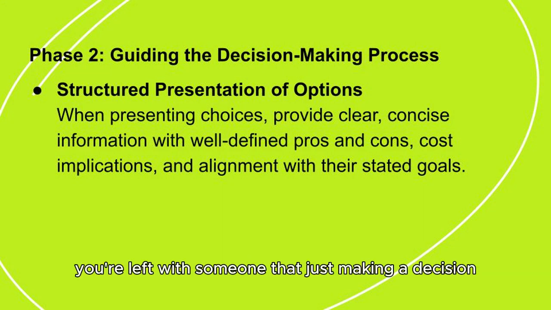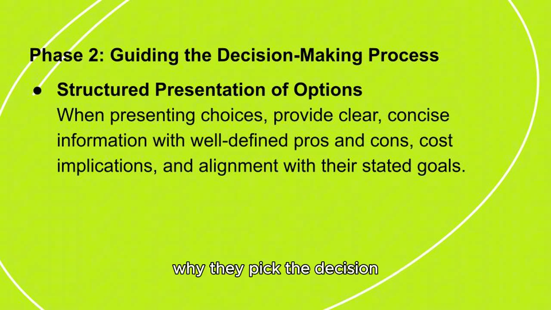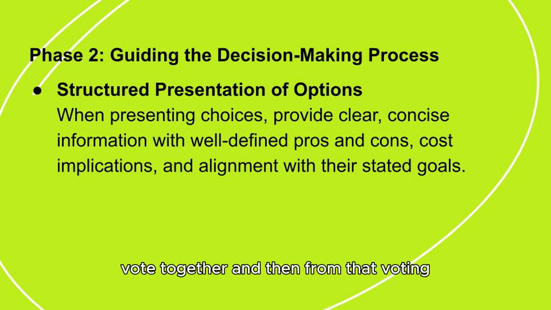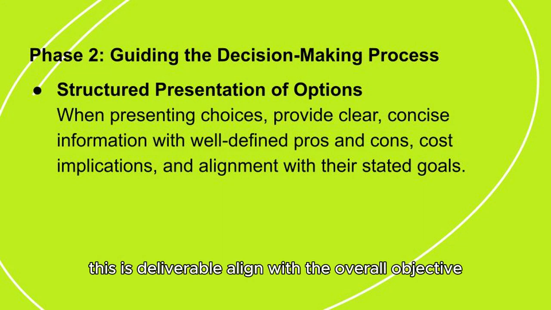Sometimes you're left with someone just making a decision who doesn't know how to articulate why they picked it. Or sometimes you end up with, for example, them calling more stakeholders to come and vote together. And then from that voting, you arrive at some decision. For me personally, I think how to manage that is again to align back. This is the deliverable, aligned with the overall objective.